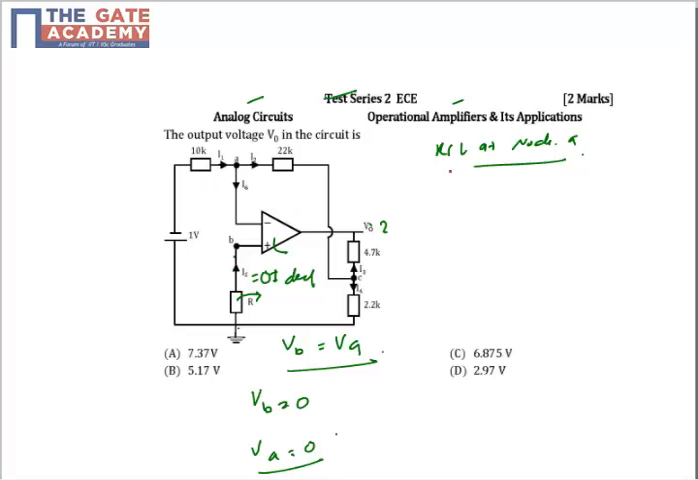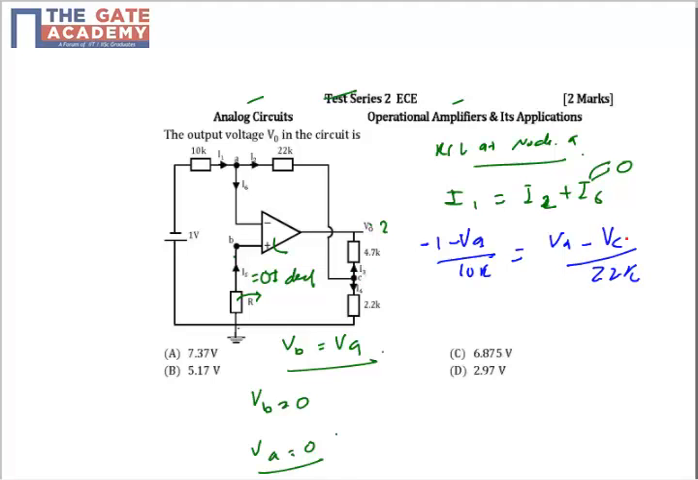Now apply KCL at node A. KCL at node A says that I1 is equal to I2 plus I6, meaning the sum of the incoming current is equal to the sum of the outgoing current. I6 is again going into the op amp, so I6 is zero because in an ideal op amp the input currents are zero. So the only effective equation is I1 equal to I2. The voltage difference gives (-1 - VA)/10K is equal to (VA - VC)/22K, where 22K is connected to node C.